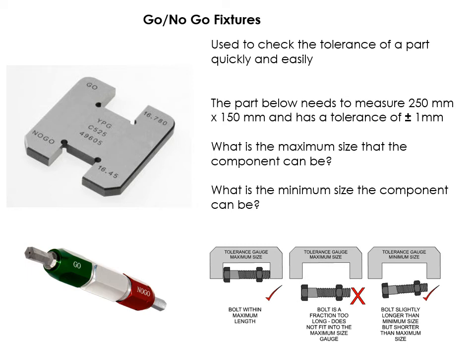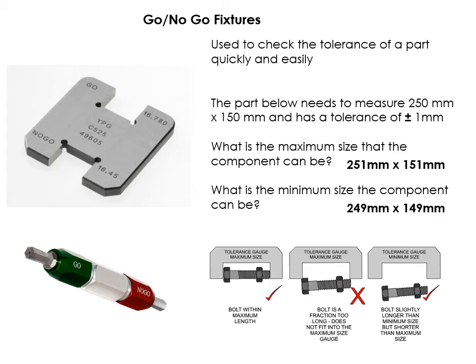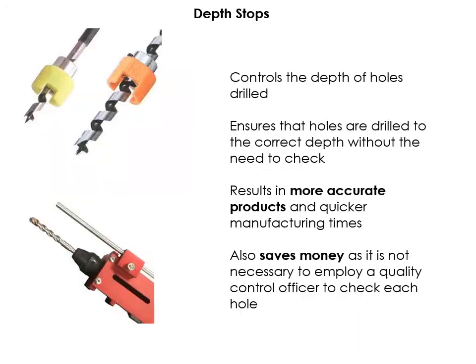So you can see it's a really simple kind of idea, but it's really, really important in manufacturing that products are made within tolerance, and things called GoNoGo fixtures allow you to check tolerances very, very quickly. So there we go, there's the answer to that question.